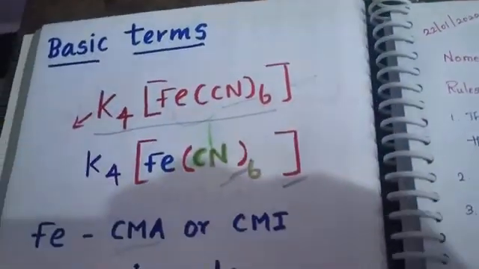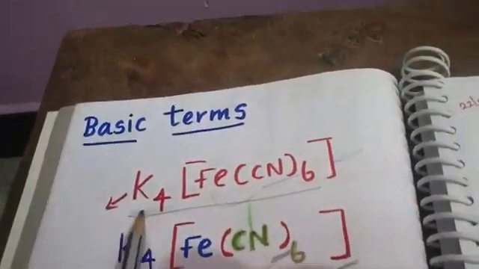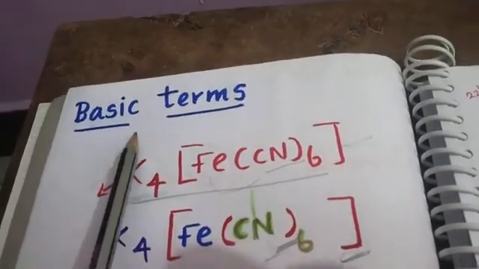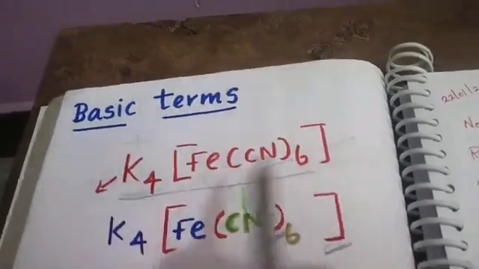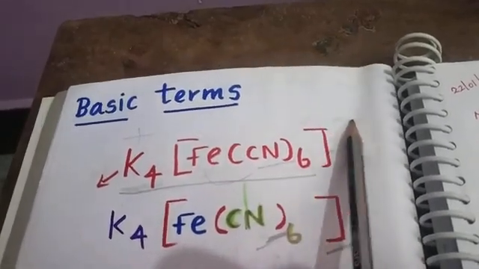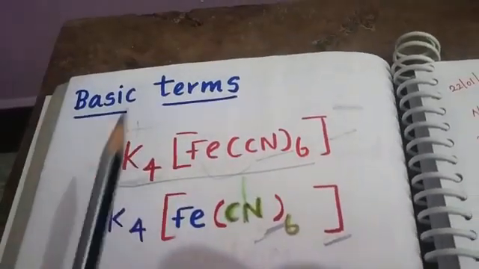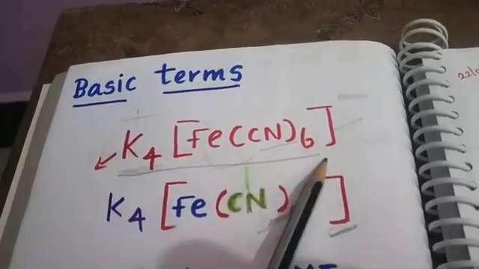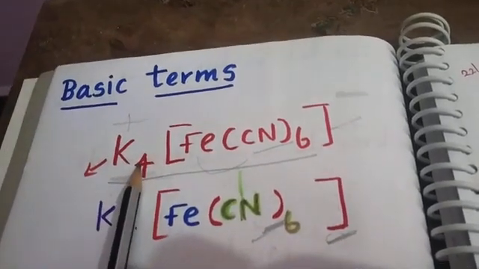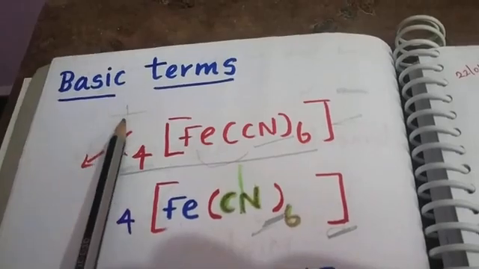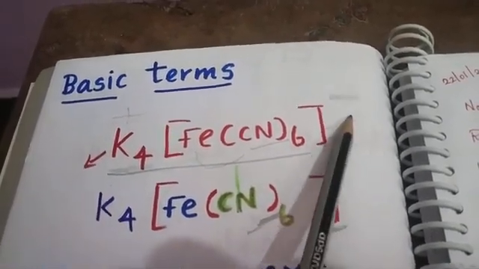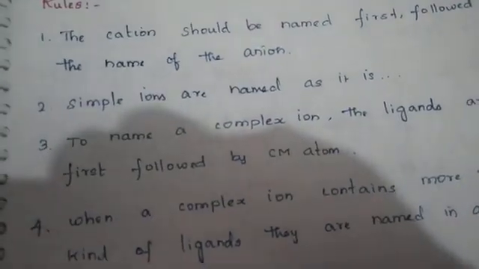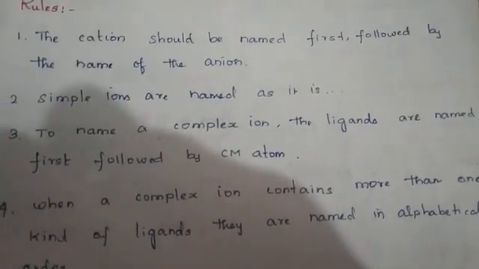And one trick you can learn. See here, always on the left side the simple cation will be present. The right side, the simple anion will be present. If you do not know how to find out the simple cation and simple anion, you just remember this trick. The left side is positive, which is nothing but the cation, and the right side you will have the negative ion. The second rule is over.